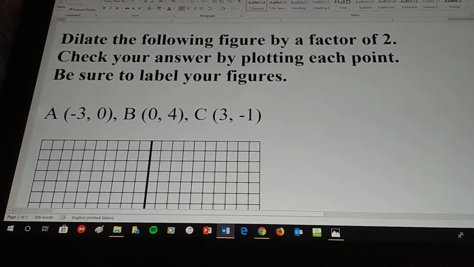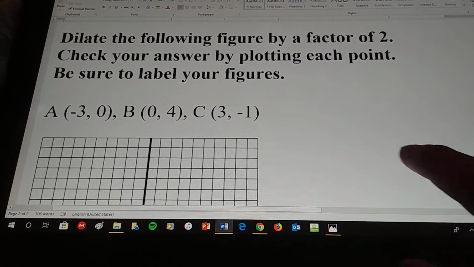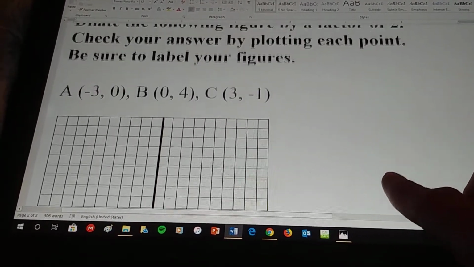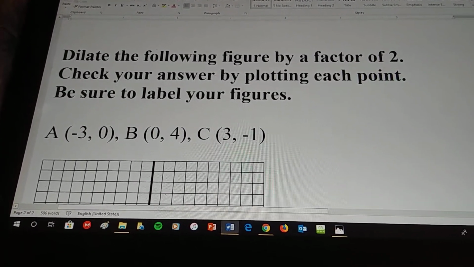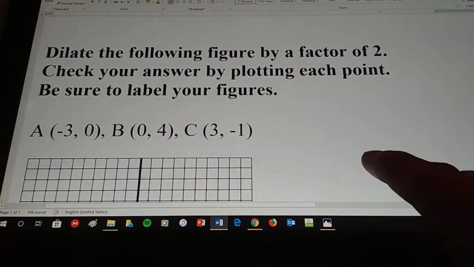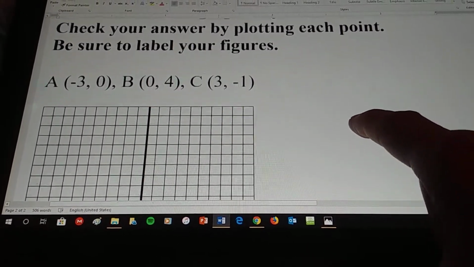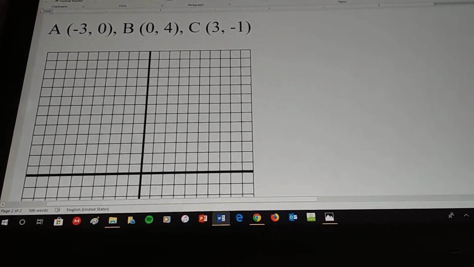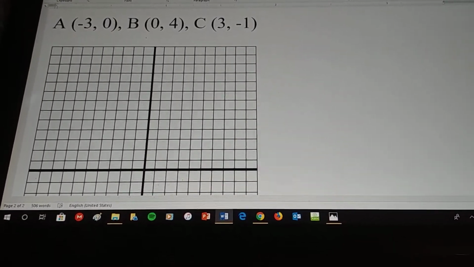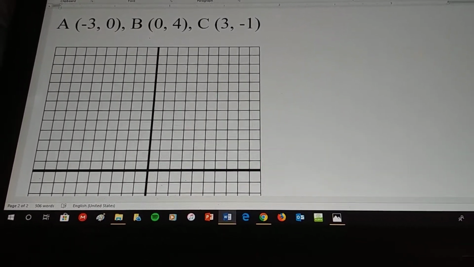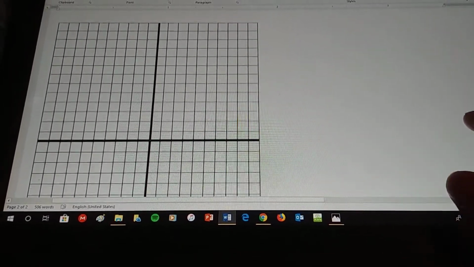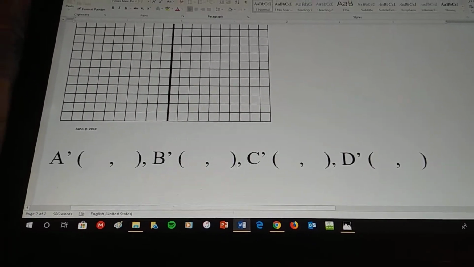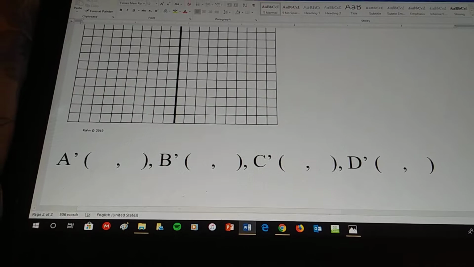We have: dilate the following figure by a factor of 2. Check your answer by plotting each point. Be sure to label your figure. I already made an example of this in the first part of the video. You can check that again if you need help with how to do that. I'm giving you your vertices. Plot the vertices of the original one, just to be sure that when you plot your vertices for the dilated figure, you get the same shape. Then we have here the setup of how I want you to input your answers. Again, I want to see A prime, B prime, C prime, and D prime.